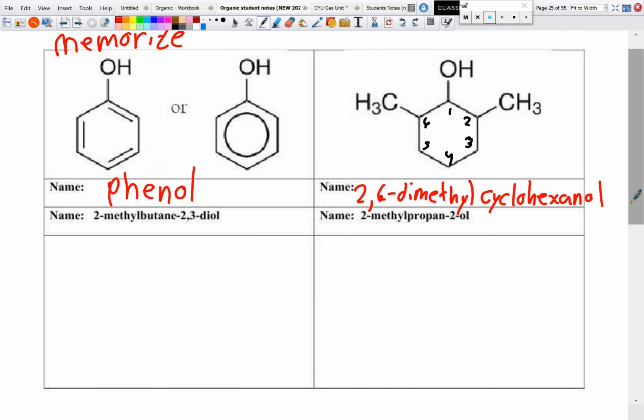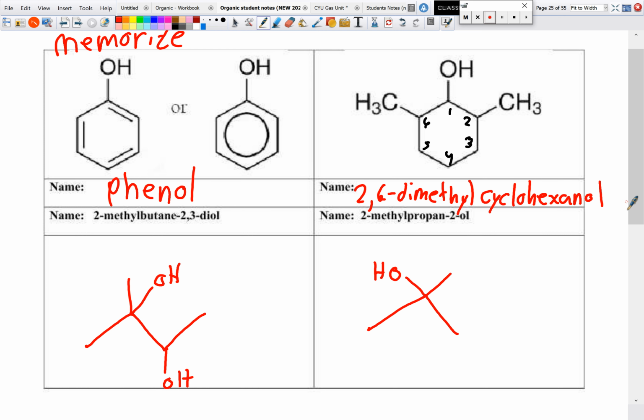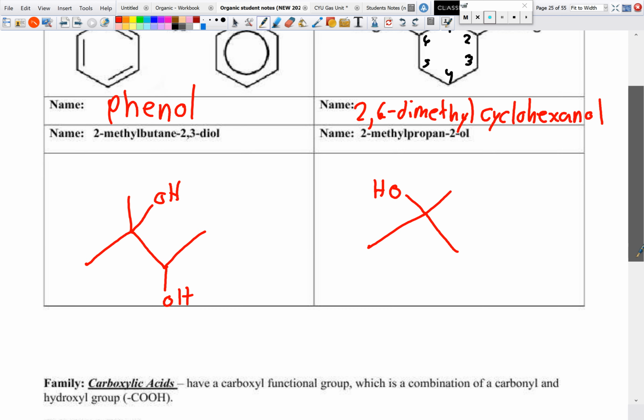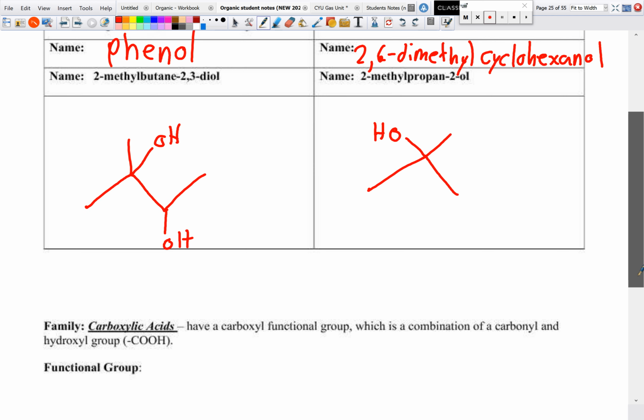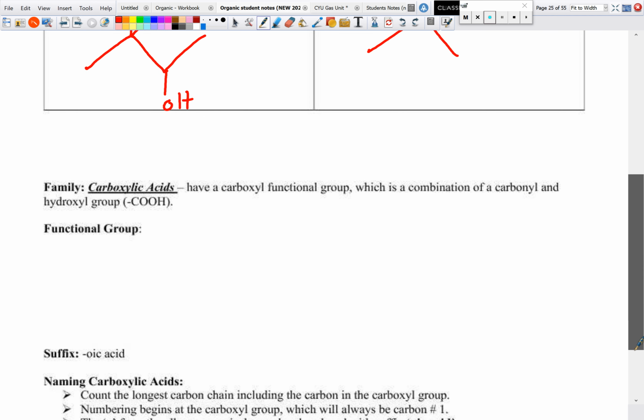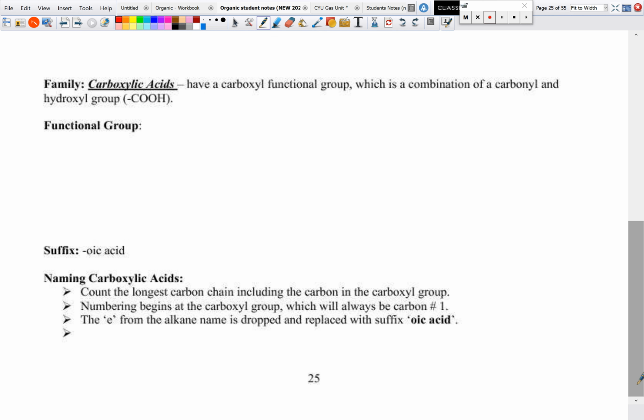All right, now as for the next 2, same thing, just pause the video, draw them out, and I'm going to put the answers up in 3 seconds. And that's what these will look like. So our 2-methyl-butene 2,3-diol will look like this, and our 2-methyl-propan-2-ol will look like that. All right, so those are the alcohols. So same thing, go into your workbooks and try some of those. If not, let's continue on with our carboxylic acids.